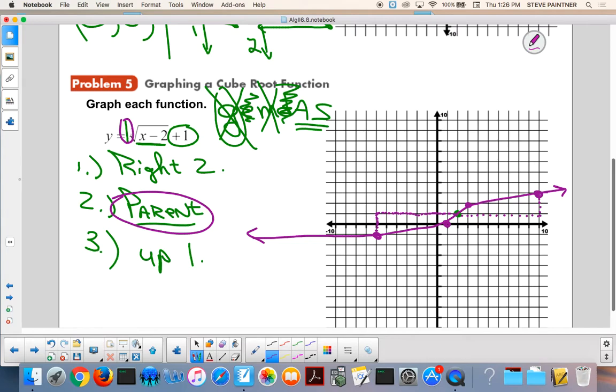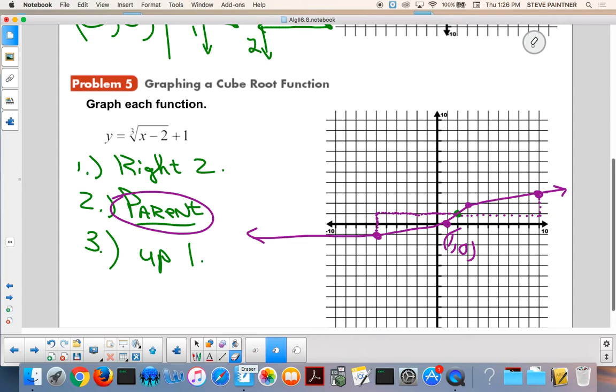Is there a way to check it? Yeah. Okay. Let's just pick a quick point. Don't pick this one. That's the easy one. 0, 1. 1, 0. Okay, so 1, 0. Does it work? Let's go check it right here.